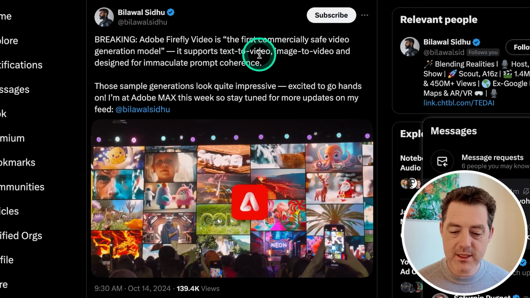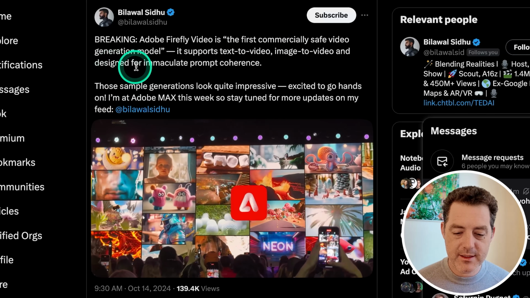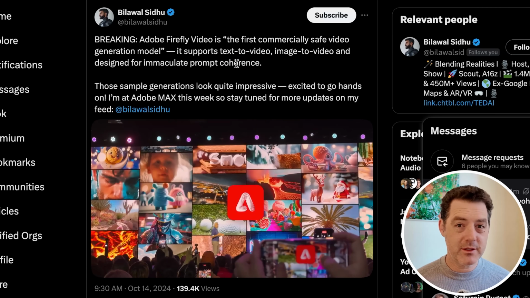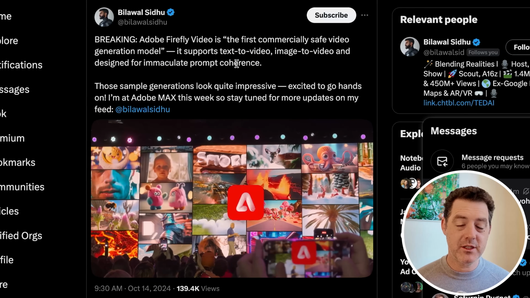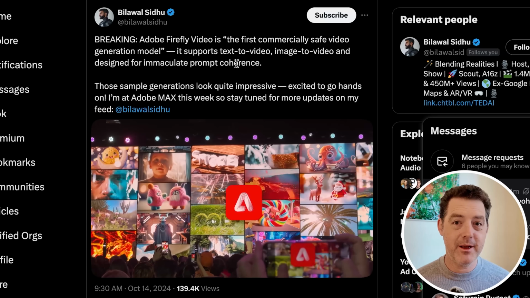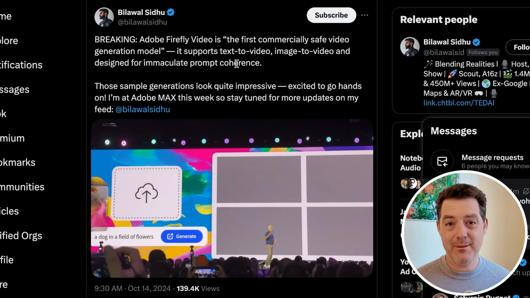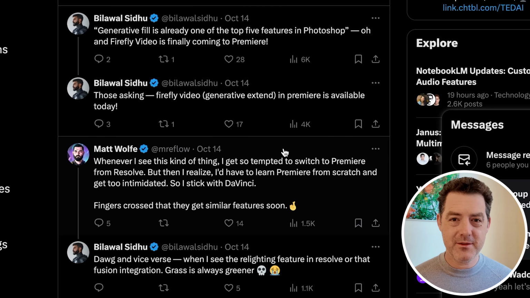Firefly Video supports text-to-video, image-to-video, and is designed for immaculate prompt coherence. They gave a bunch of examples during their Max event this week, which I didn't get a chance to attend, but really exciting stuff, and I'm glad that Adobe is able to keep up. And apparently these aren't just features that they're throwing into their product that nobody is using. Generative fill in Photoshop is apparently one of the most popular features in it already.